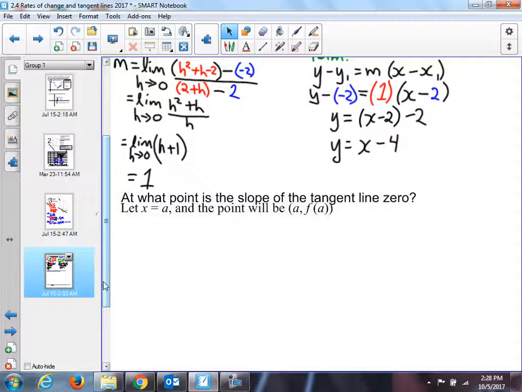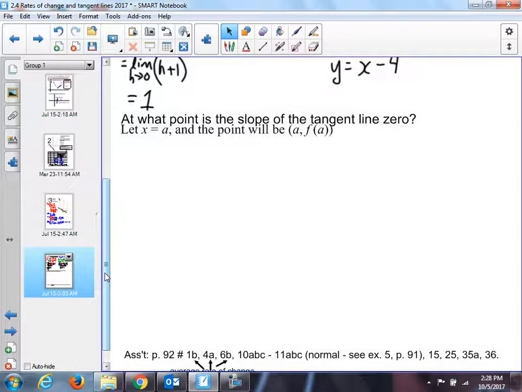Okay, we're wasting time. Anyways, at what point is the slope of the tangent line 0? What you guys need is a formula to give you the slope of the tangent line, though. Do you guys follow what I'm saying there?